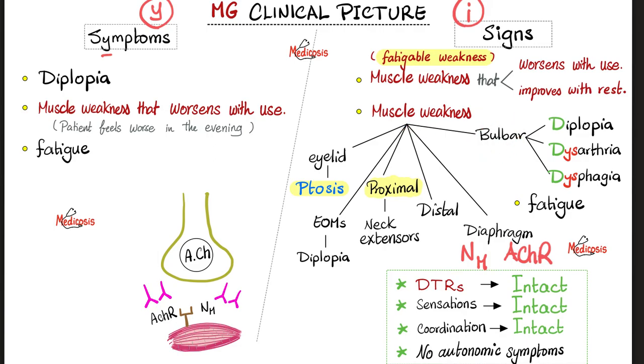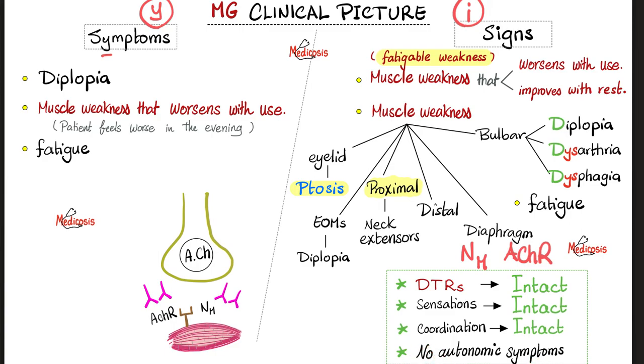Bulbar muscle weakness includes problems in the eye, diplopia, because cranial nerves 3, 4, and 6 control the eye movements, dysarthria or difficulty articulating, dysphagia or difficulty swallowing, and fatigue. However, pay attention. In myasthenia gravis, the deep tendon reflexes are intact because the reflex arc is intact. Sensations are intact. Coordination is intact because the cerebellum is intact. And we have no autonomic symptoms.